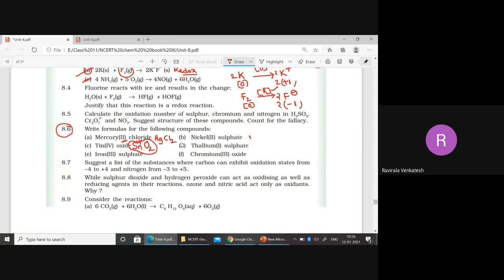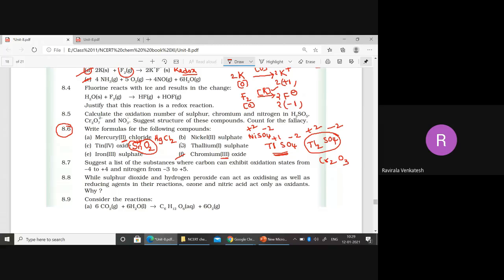Nickel sulfate, NiSO4. SO4 is -2. Nickel will be +2. Thallium sulfate, Tl2SO4. But thallium is +1 beta. SO4 इज -2, क्या करना है आपको, कैसे बैलेंस करते हैं इसको, TlSO4 को, इट इज +1, इट इज -2, क्या करना है आपको, Tl2 लेने हैं आपको, 2 लिए तो आपको आंसर आएगा, ऐसा लेना है, तो यहाँ पर -2 आ जाएगा, यहाँ पर +2 आ जाएगा, ऐसा आपको करना है.